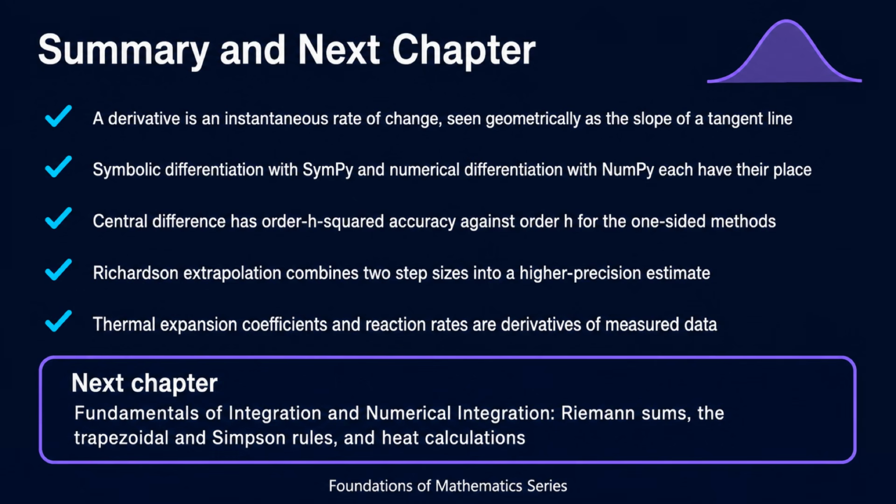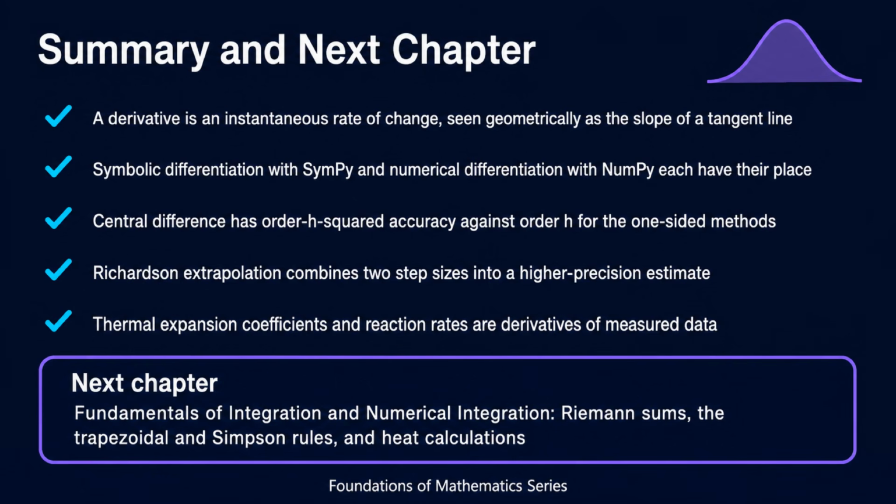Among the basic difference formulas, the central difference has order h squared accuracy against order h for the forward and backward methods, at the same 2 function evaluations, which makes it the default unless you can only sample on one side. Shrinking the step does not help forever, though. Below roughly 10 to the minus 8 for the forward difference, and 6 times 10 to the minus 6 for the central difference, floating point round-off dominates, and the error starts climbing again.